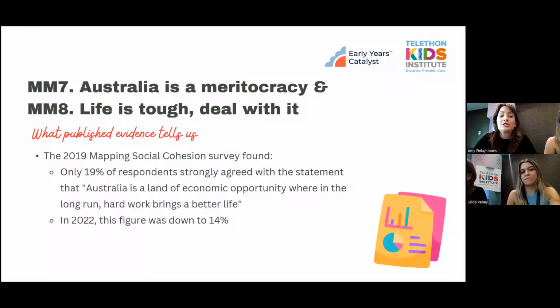It's not what people individually believe, but what people may believe that others believe. In 2019, the Mapping Social Cohesion Survey found that only 19% of respondents strongly agreed with the statement that Australia is a land of economic opportunity, where in the long run, hard work brings a better life. And in 2022, this figure was down to 14%.